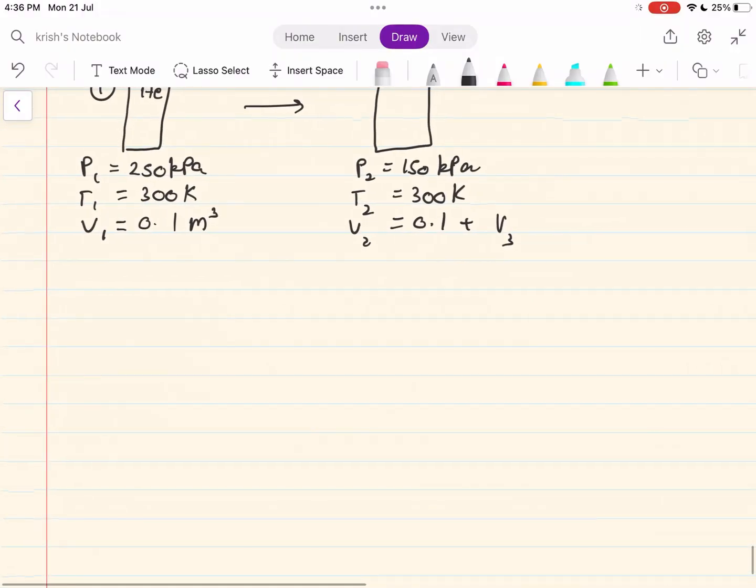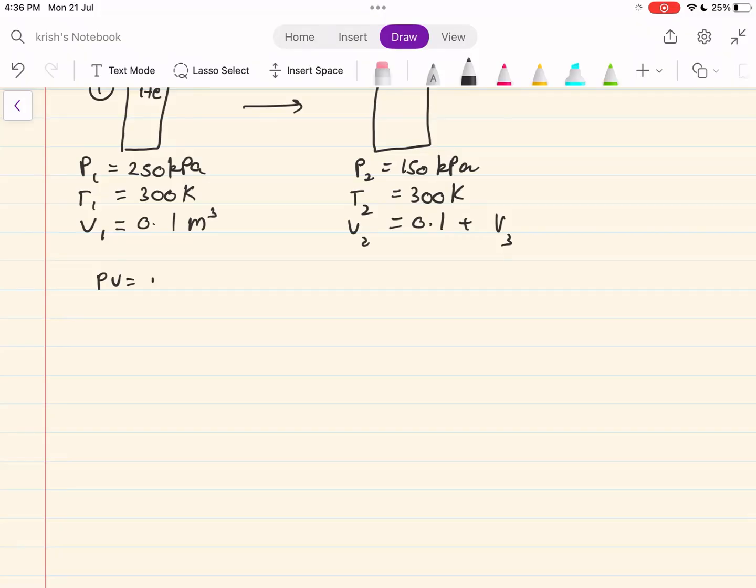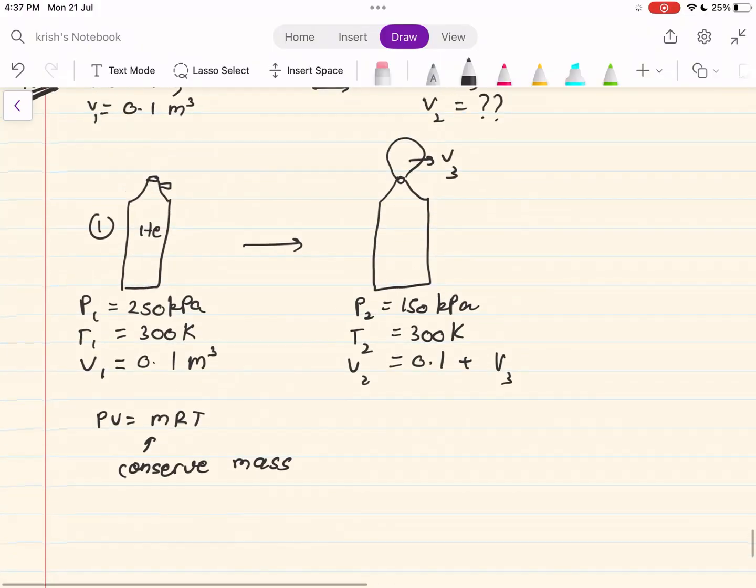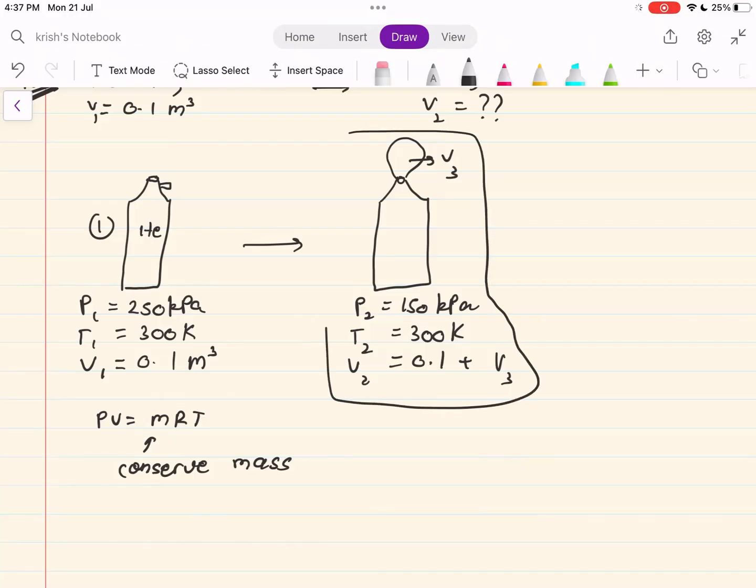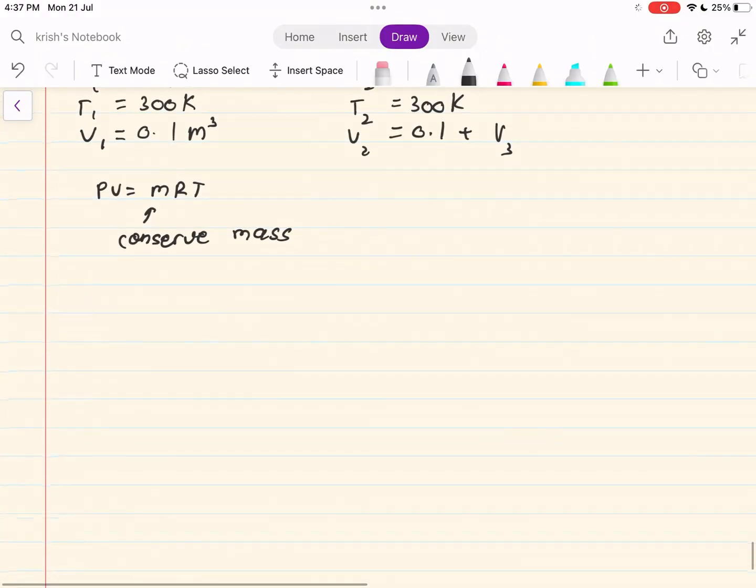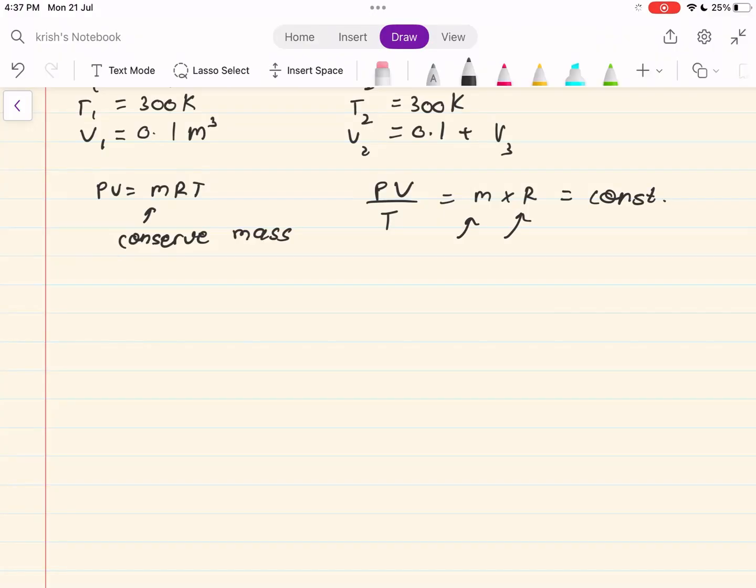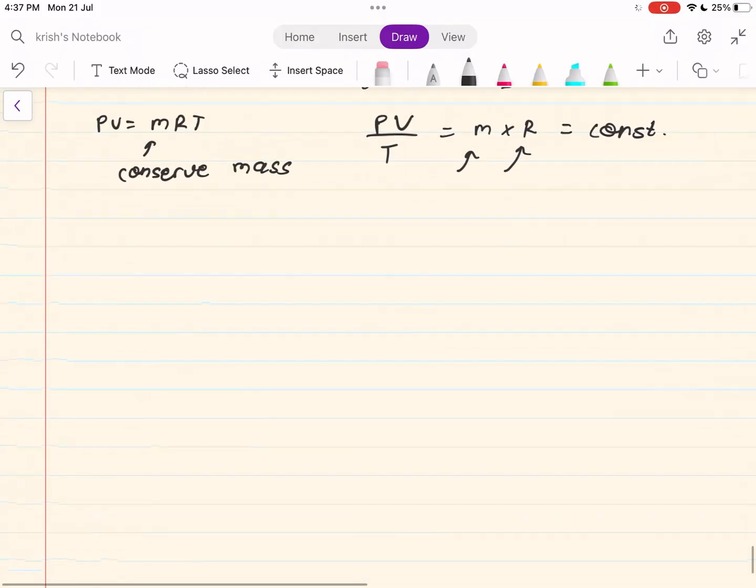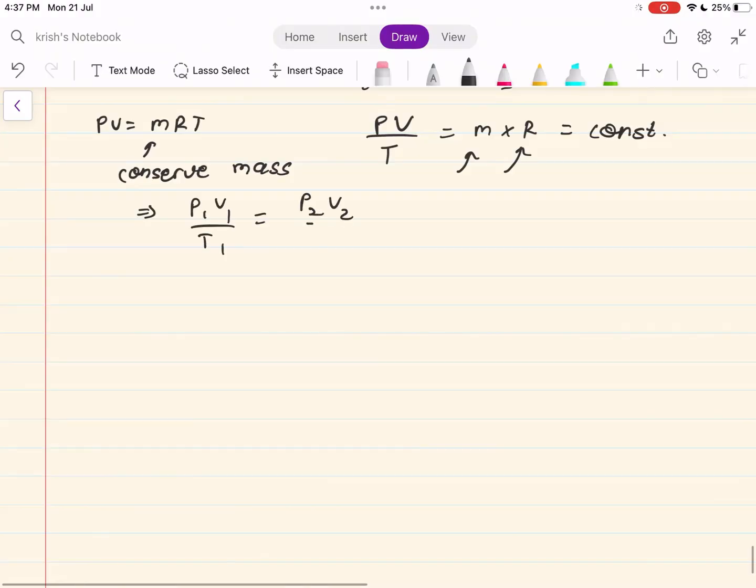A simple way of doing this is to use PV equals mRT and simply conserving the mass. Because if you look at it, this is a closed system. There is no interchange of air anywhere except inside the system itself. So we can say that PV by T equals m into R equals a constant, because mass is conserved in the system and R for helium is always the same no matter what. It is a constant value. So we can say P1V1 by T1 equals P2V2 by T2.